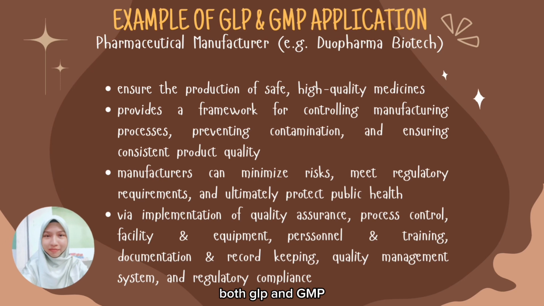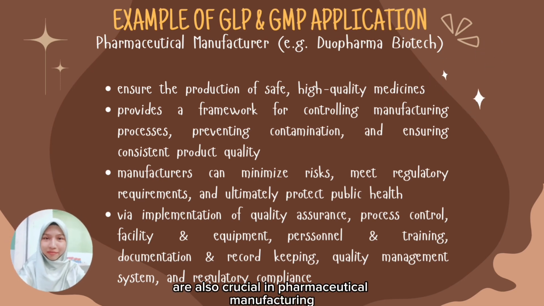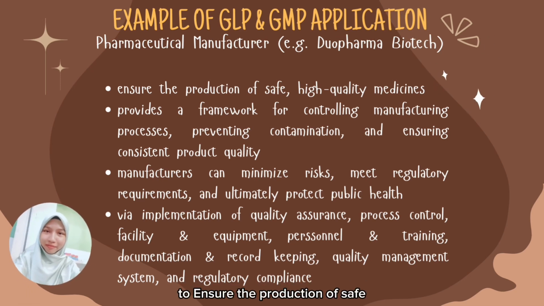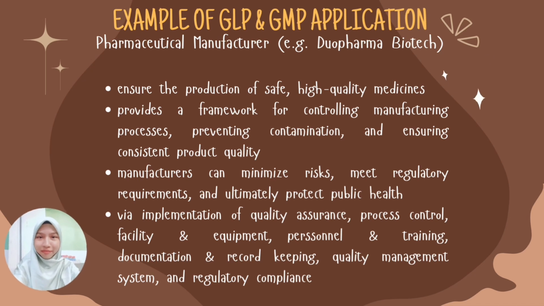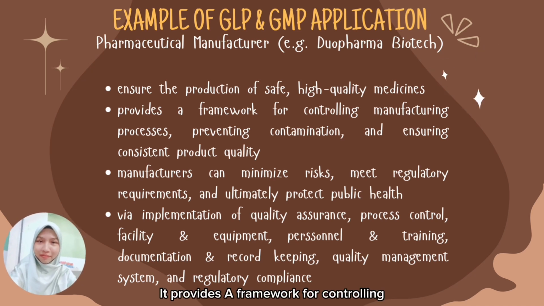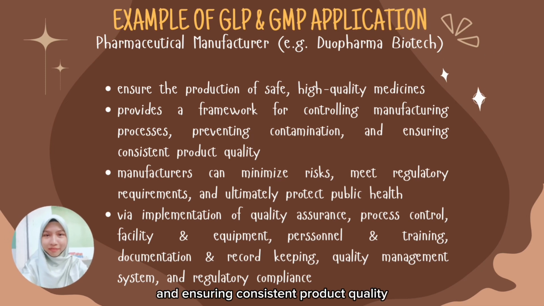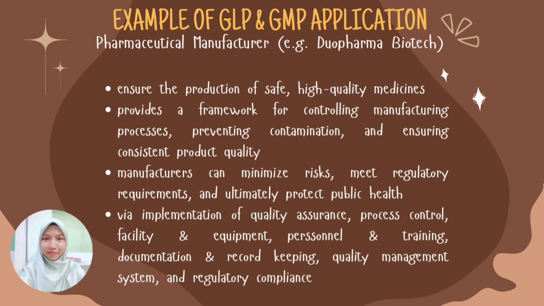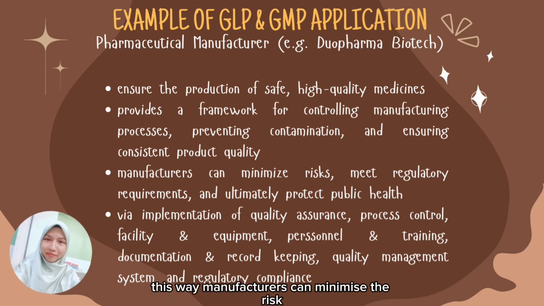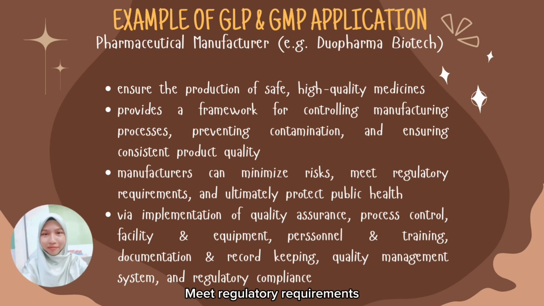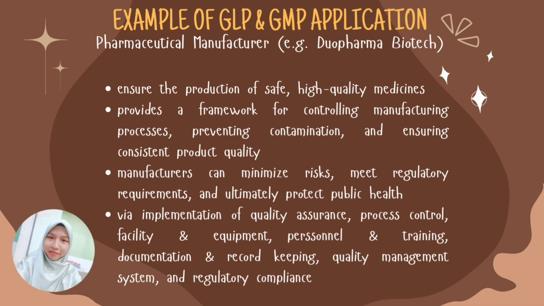Both GLP and GMP are also crucial in pharmaceutical manufacturing to ensure the production of safe, high-quality medicines. They provide a framework for controlling manufacturing processes, preventing contamination, and ensuring consistent product quality. This way, manufacturers can minimize risk, meet regulatory requirements, and ultimately protect public health.